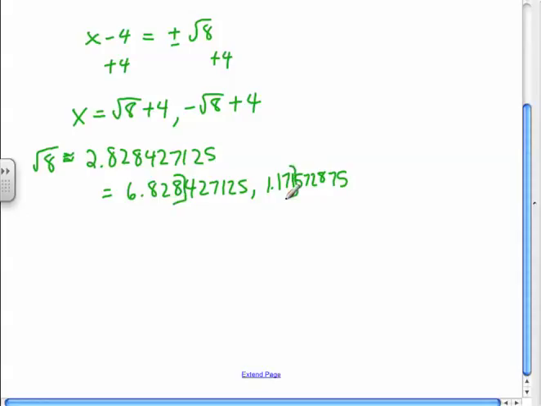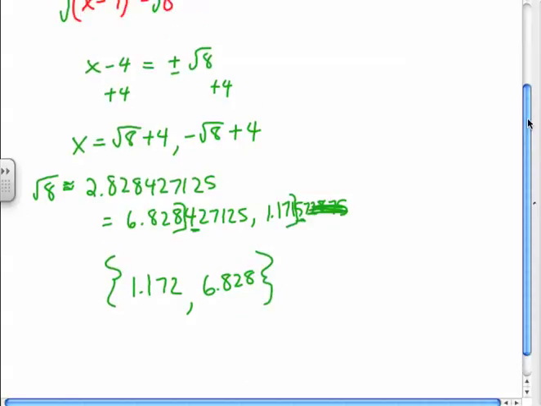Okay. Ooh, that was close. Okay, so that's going to stay the same. So my answer is going to be 6. Oh, remember, I go in ascending order. So it's going to be 1.172 and 6.828. All right, and that's it. Nice job. Those are our 2 answers.